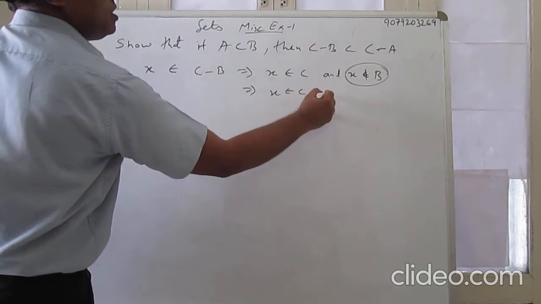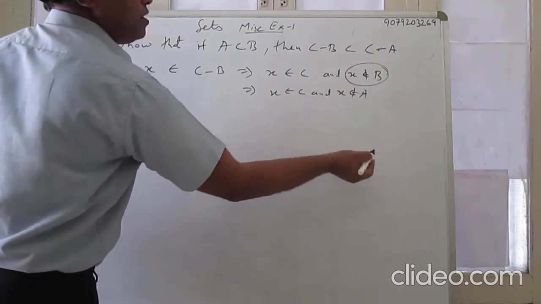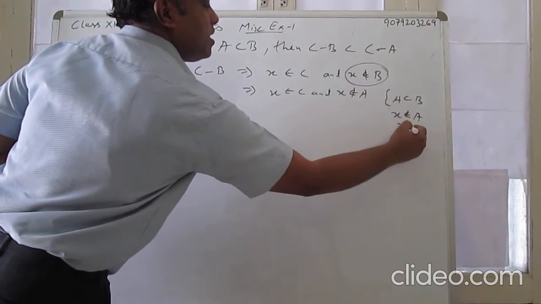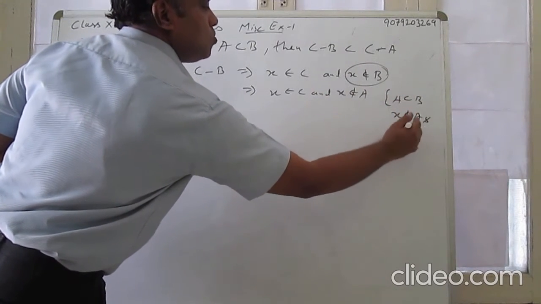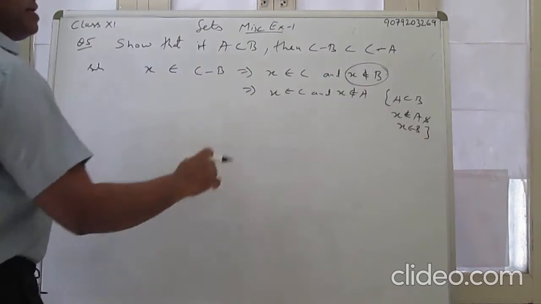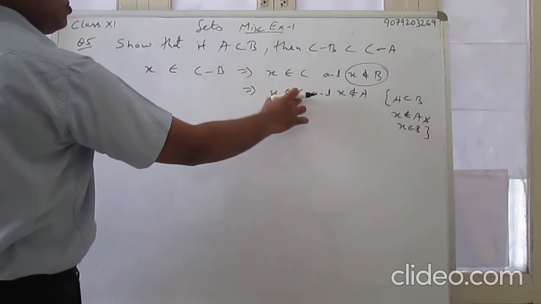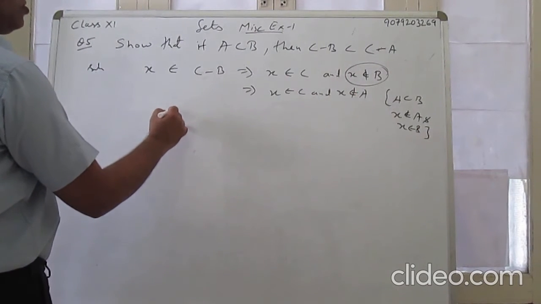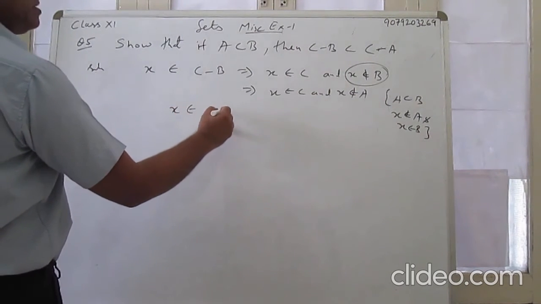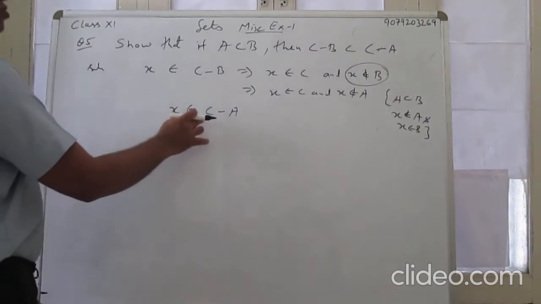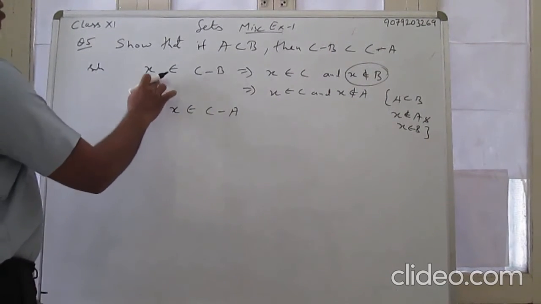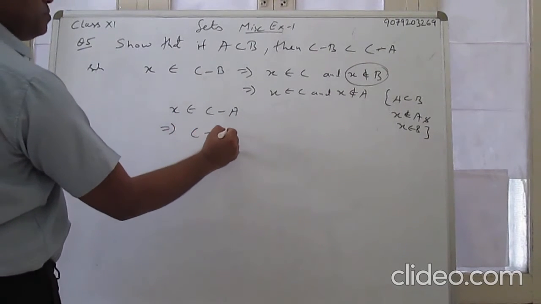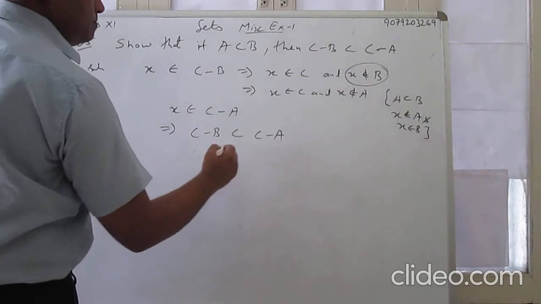X belongs to C and X does not belong to B. Instead of this, you can write X does not belong to A, because A is subset of B. So X belongs to C and X does not belong to A, it means X belongs to C minus A also. So X belongs to C minus B implies X belongs to C minus A. This implies C minus B is a subset of C minus A.